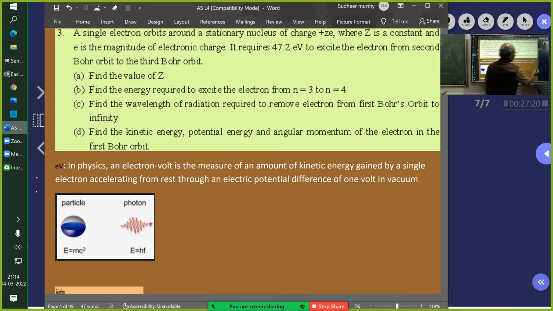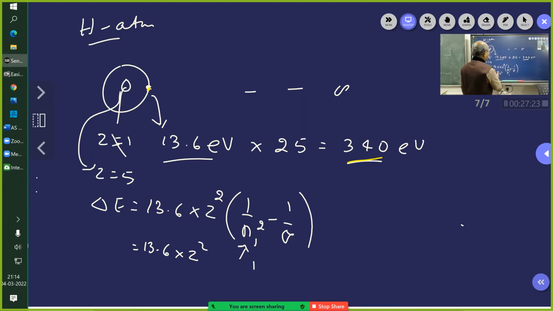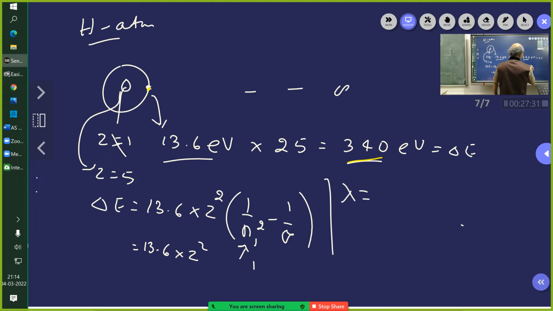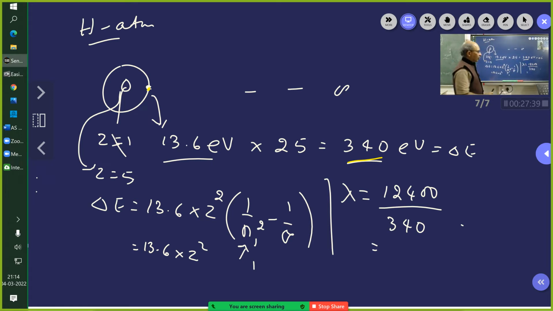Now the question is to find the wavelength required to remove it. So now we have got delta E, which is equal to so and so. Now the question is the wavelength. So wavelength will be equal to 12400 divided by 340, because 340 is in electron volts. So what is the answer that you get here?